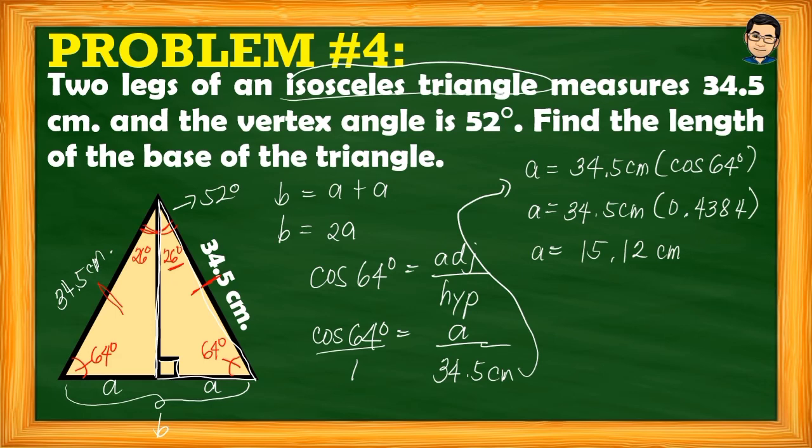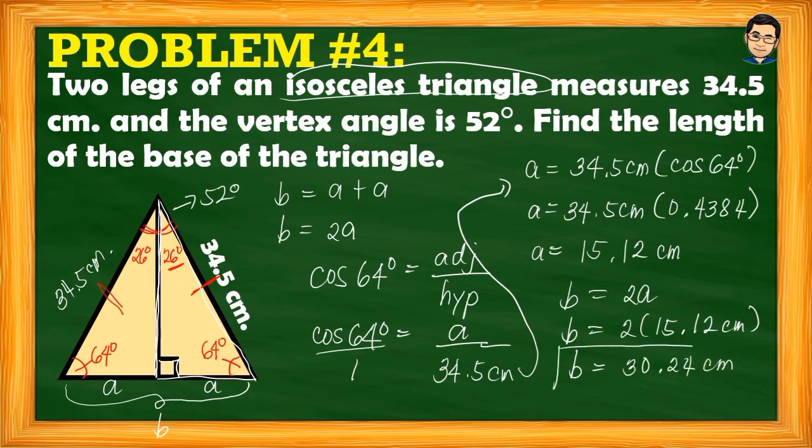So para makuha natin yung sukat ng base ng triangle, gamitin natin yung B is equal to 2A, yung kanina. So A plus A, that is 2A. So ibig sabihin, yung nakuha nating sukat for A, i-multiply lang natin by 2. Therefore, the measure of the base of the triangle is 30.24 centimeters. So approximate lang po yan.